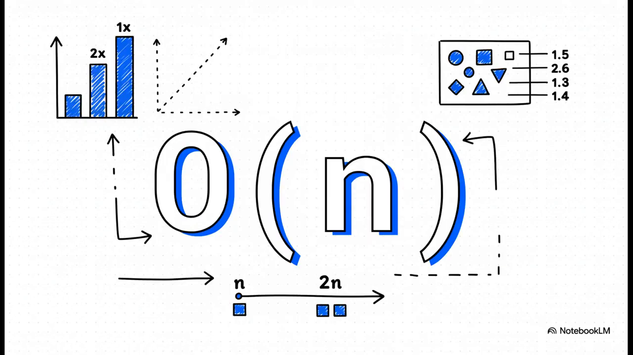And the result? Our time complexity plummets from O of n squared all the way down to O of n. This means the work grows linearly, not exponentially. If the list doubles in size, the work just doubles. For any kind of large data set, the difference in speed is like night and day. It is a massive, massive improvement.